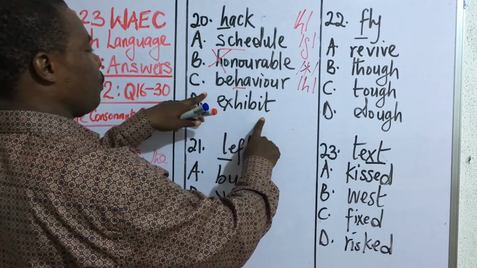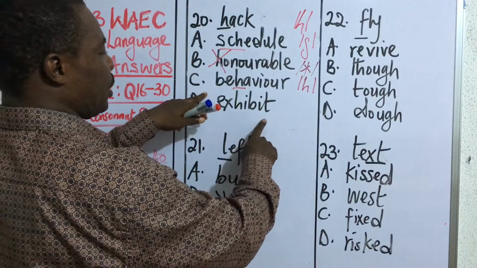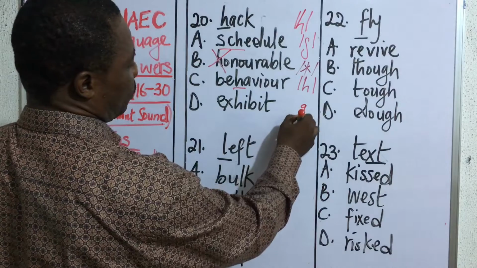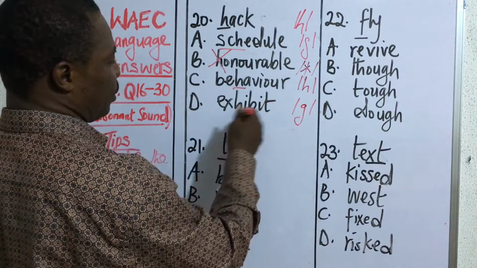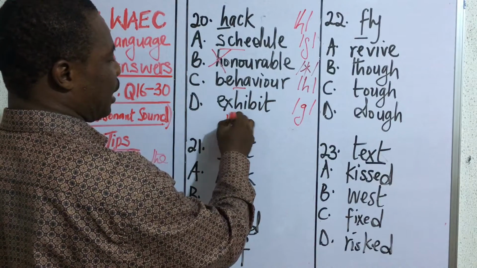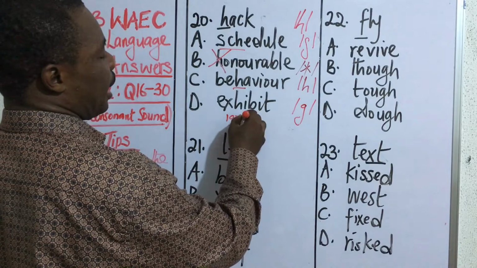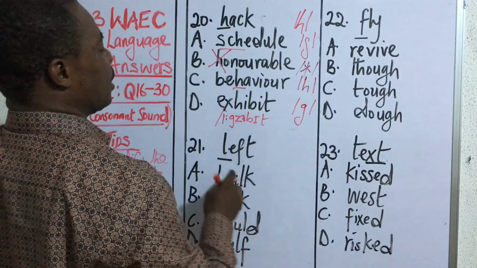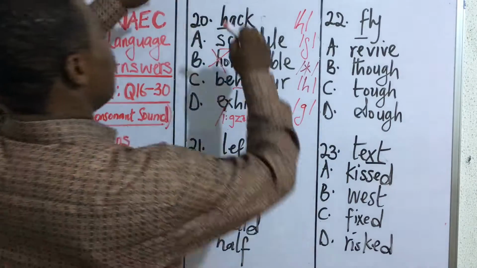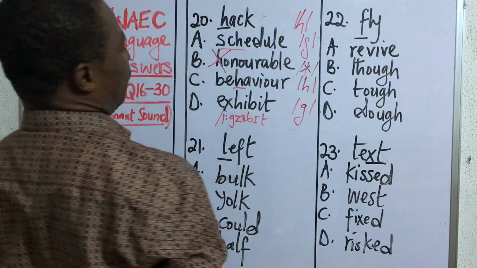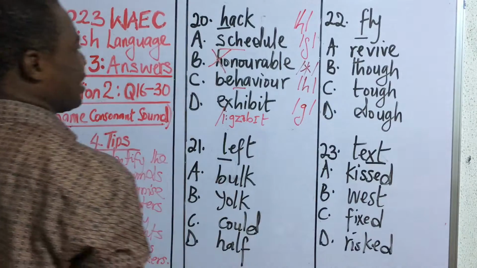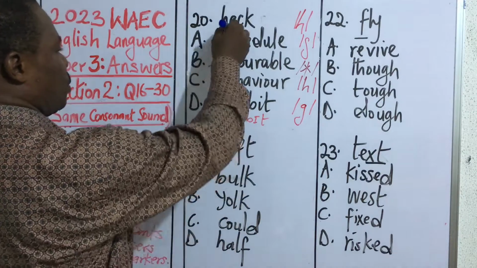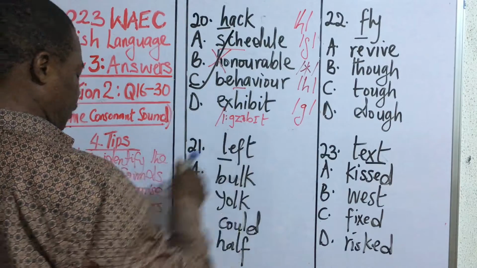Option D, you have exhibit. So this X here will give you the consonant G. It will give you G and Z. So you have something like E, G, Z, and then you have E, and you have bit, exhibit. So you will now discover that the only option that has the same sound as the sound that is underlined in the question is option C, which is behavior.